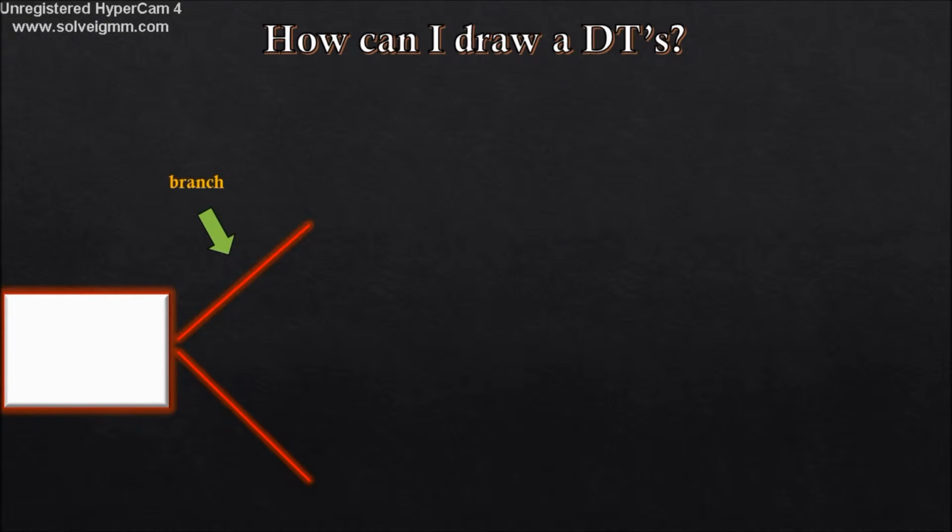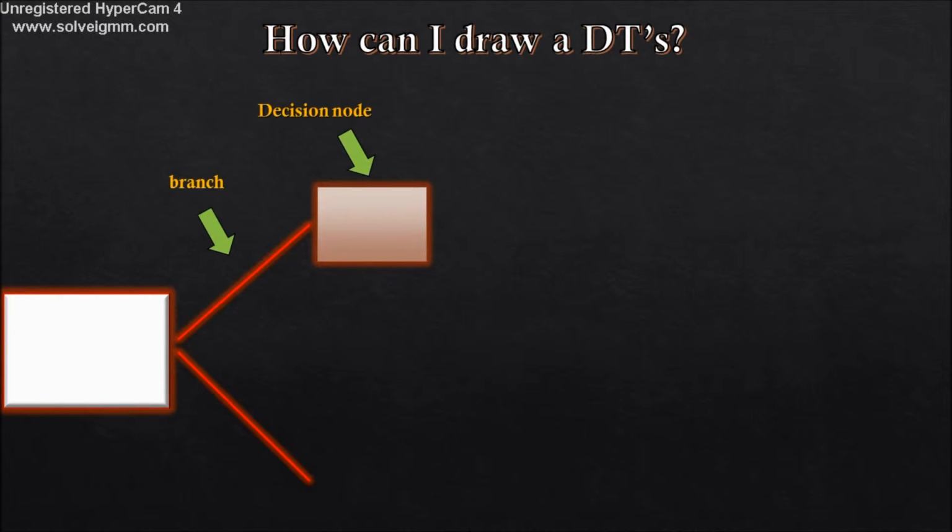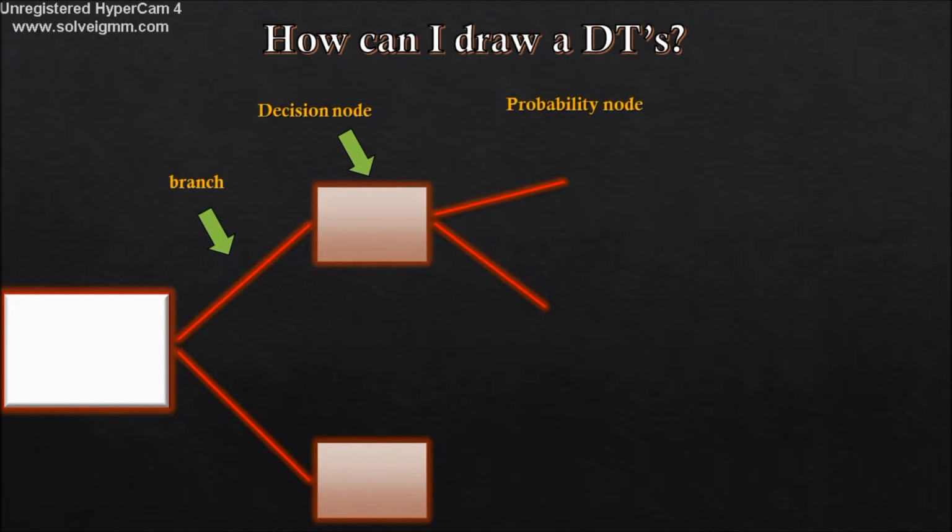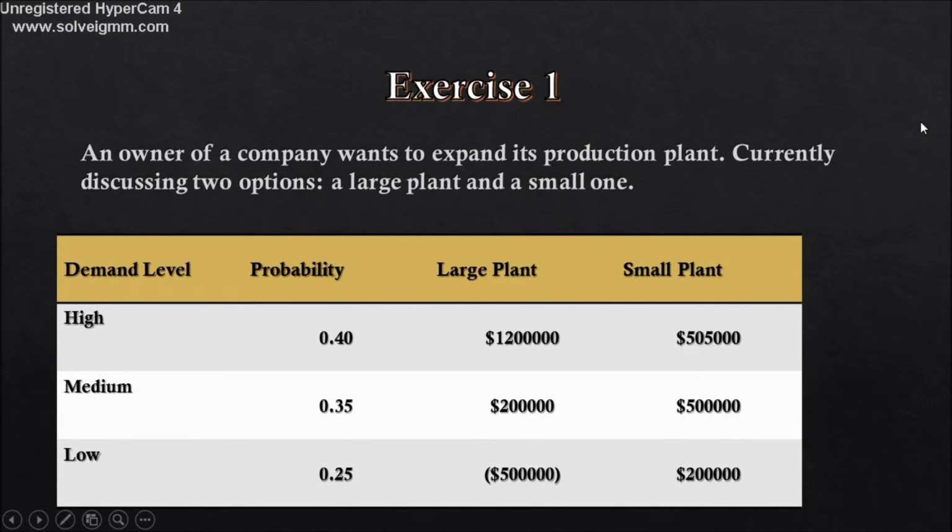Those branches will be connected by two things. The first is the decision node. It's represented by a square. It's where you're going to take one of the options to continue the project. After that, you also have a probability node. It's represented by a circle.